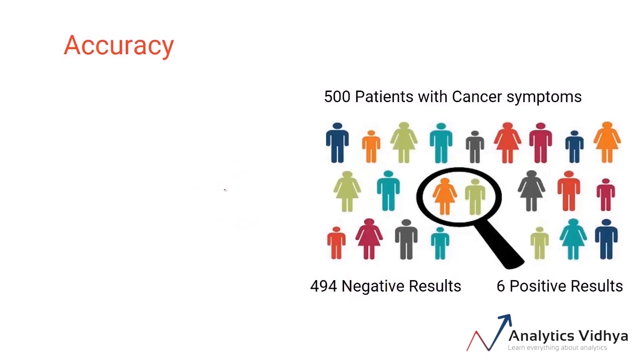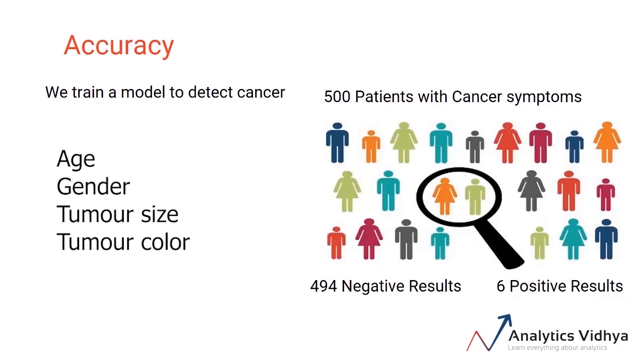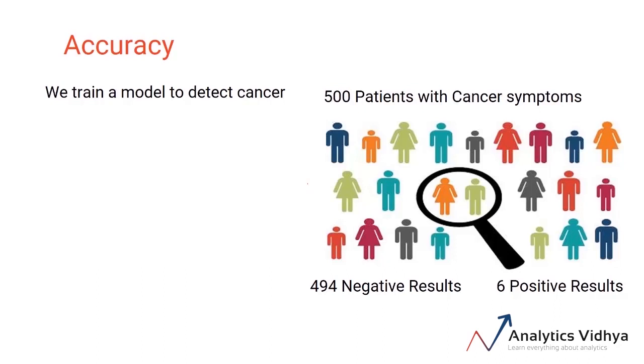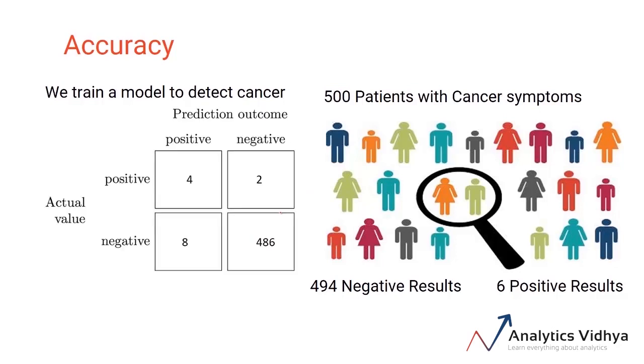Now our job as data scientists is to build a predictive model that can predict whether a patient has cancer or not. This model would take inputs such as age, gender, previous medical history of the patient, the tumor size, the tumor color, and a lot of other things. So let's assume we build a model and have a confusion matrix ready as shown here. Take a moment to parse through this.